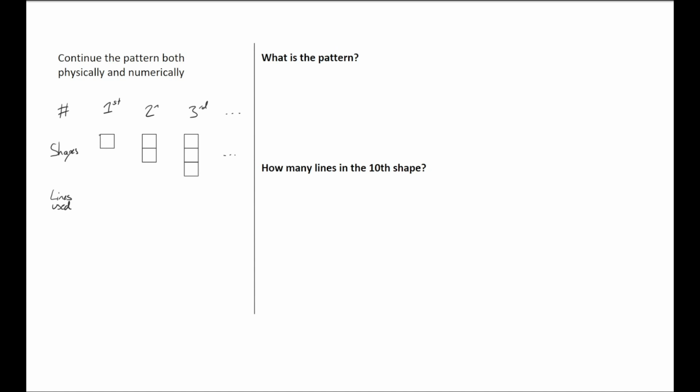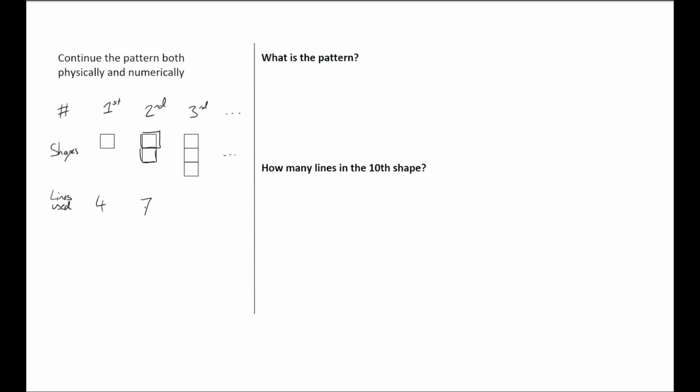Well, this square here, it's got 1, 2, 3, 4 lines. So the number of lines used is 4. But if we look at the second thing in the sequence, we have 1, 2, 3, 4, 5, 6, 7 lines used. Or another way to think about it is we started with the first 4 and we just added an extra 1, 2, 3 lines on top. So we now have 7 lines used.